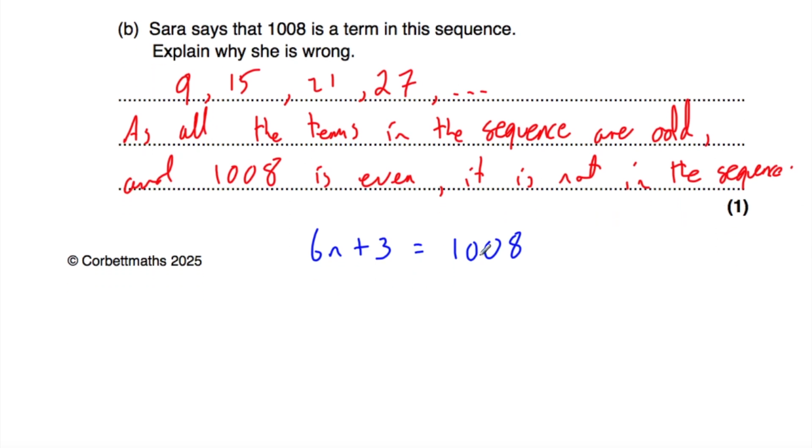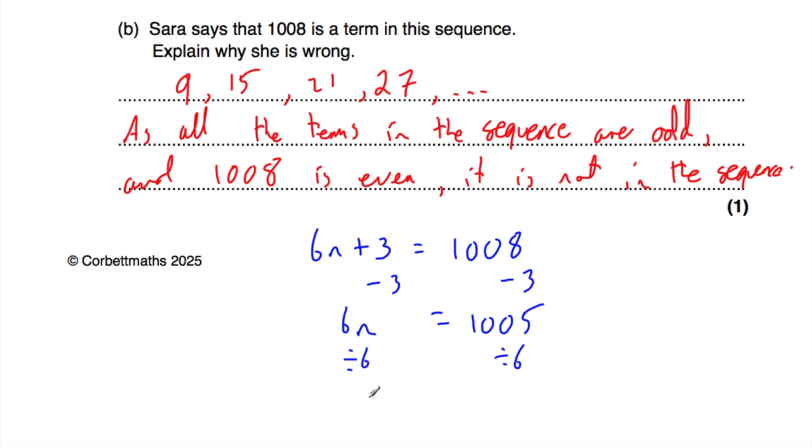But just to show you, if you solve this equation and take away 3 from both sides, on the left hand side we're taking away 3 to get rid of the plus 3, so we'll be left with 6n. And on the right hand side, 1008 take away 3 would be 1005. Now we want to find out what n is, the term in the sequence, so we're going to divide by 6 and divide by 6.